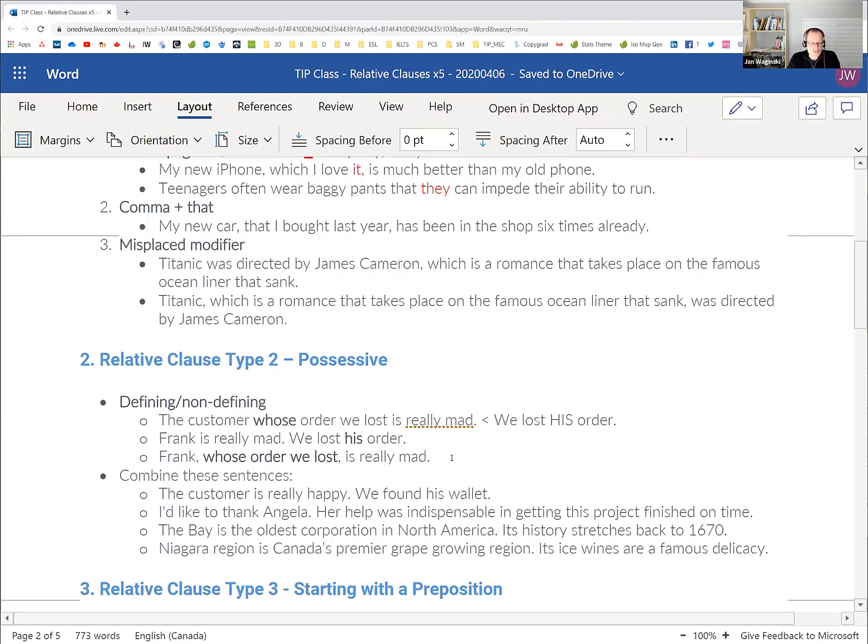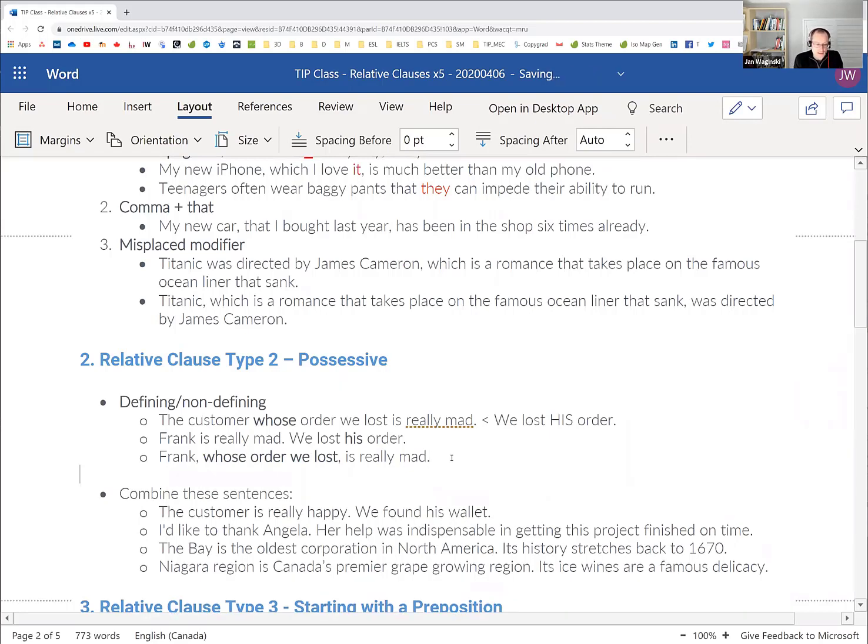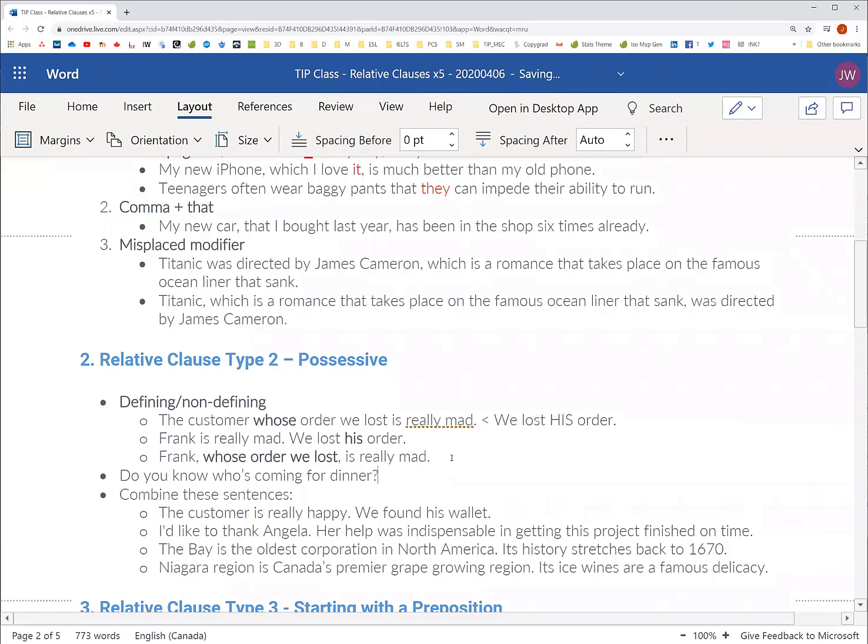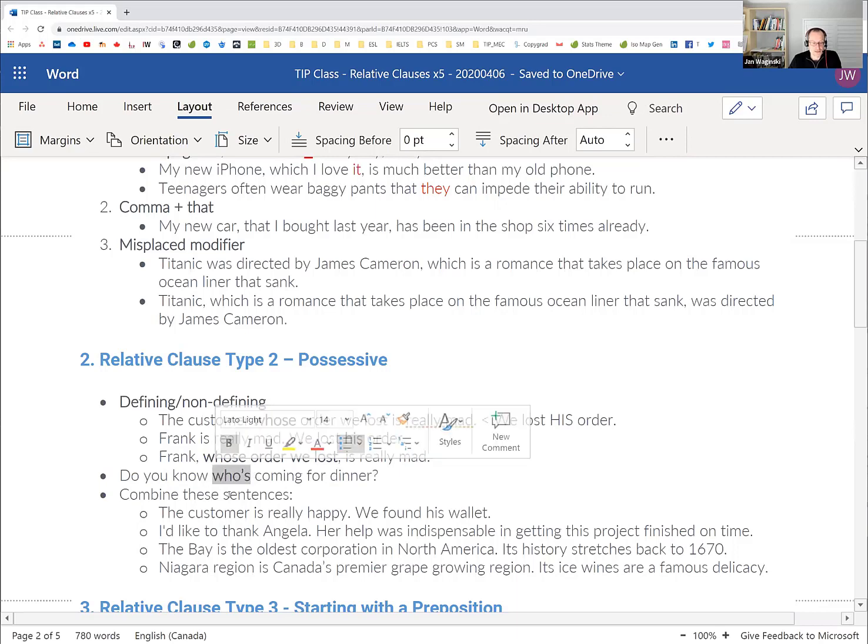And just a very quick thing that I want to caution you against is that it's not the same as who's. Same pronunciation as this, but this is, do you know who is coming for dinner? Right, exactly the same pronunciation. Do you know who's coming for dinner? But it's a very different usage, right? Yes. So this is not the same.